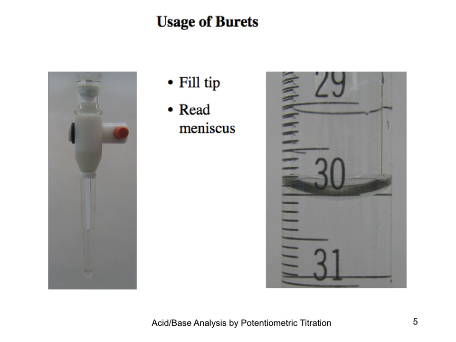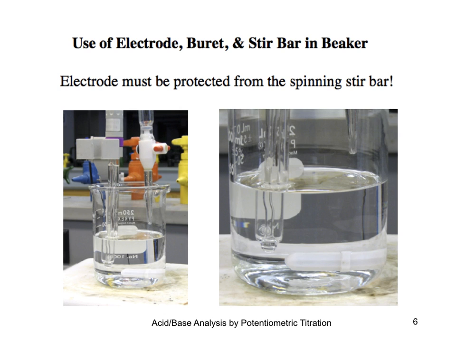When you are using the burettes, make sure that there are no air bubbles in the tip, and when recording the volume, make sure to read your volume from the lower portion of the meniscus. The electrodes are fragile and can easily be broken. Before starting your titration, make sure that your spinning stir bar does not hit your electrode.